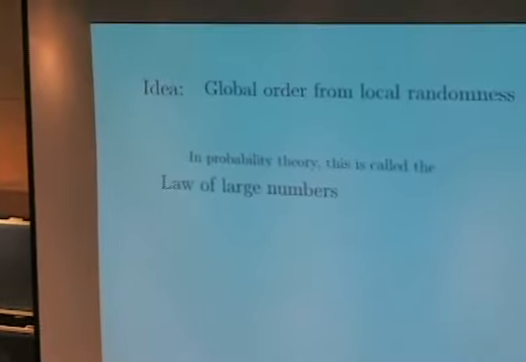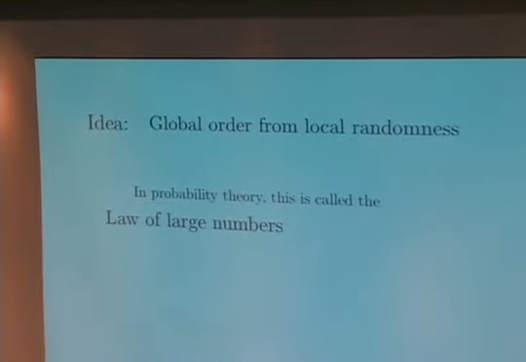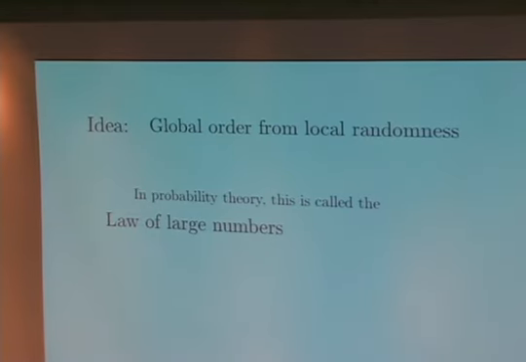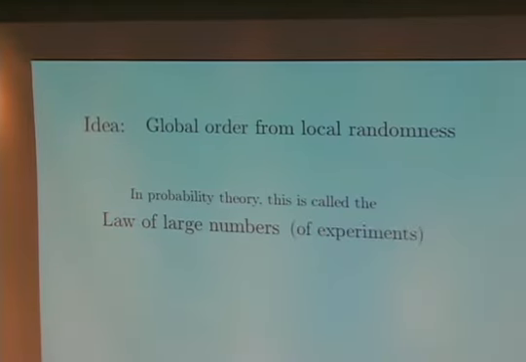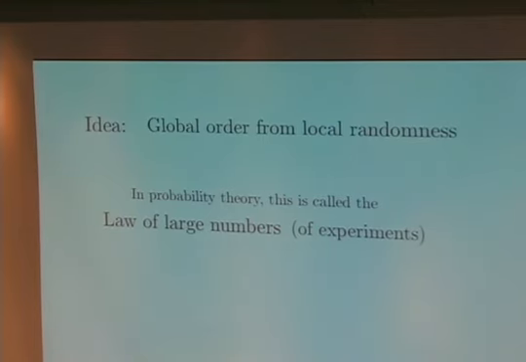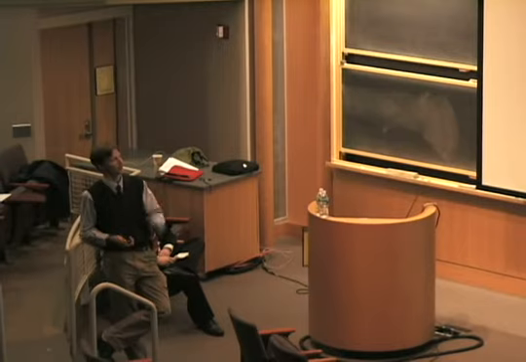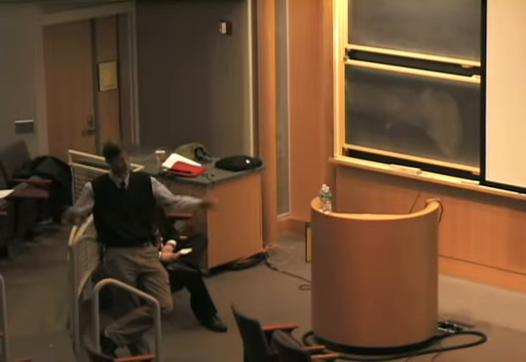In probability theory, there's this thing called the law of large numbers. This is at least part of the explanation of what's going on in the soap bubble. What is the law of large numbers? Well, it's a law of large numbers of experiments. One statement of this is that if you repeat the same experiment many, many times over and over again, even though the outcome of each experiment may be somewhat random, on average you're going to see some average behavior if you take an average over a large number of experiments.